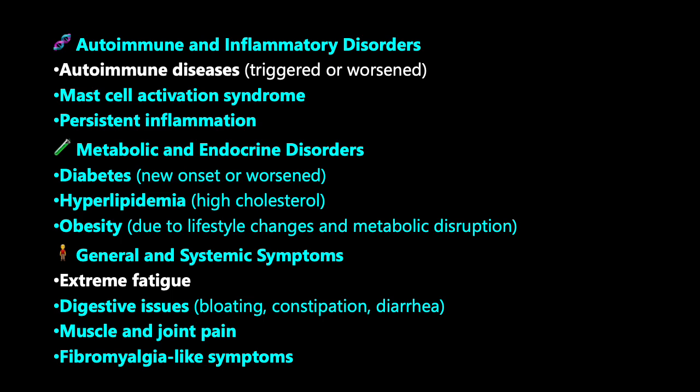And on the autoimmune and inflammatory disorders, you have autoimmune disease, which is triggered suddenly and worsens the immune system, the mast cell activation syndrome, persistent inflammation. So all these are happening after the COVID. And you have metabolic and endocrine disorders like diabetes, hyperlipidemia, and obesity. You have general and systemic symptoms like extreme fatigue. For no reason, you become fatigued, you become tired, and you don't have enough energy.